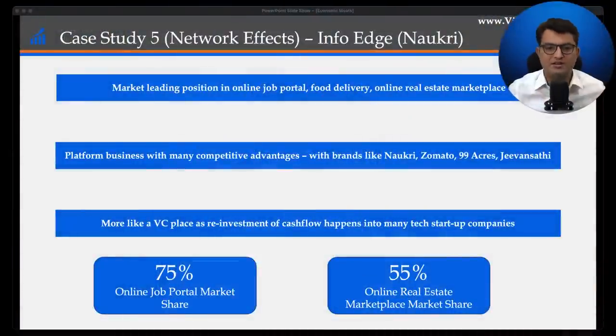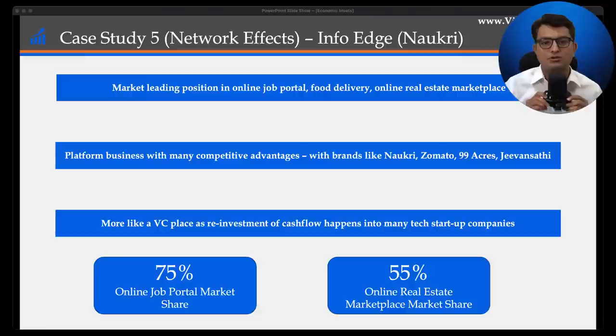So let's go to the next one, which is InfoEdge or Naukri. Now, the Naukri business is basically an example of network effects. Why? Because with each new customer that comes onto this platform, it becomes more beneficial for other players to find them in the market. In the same way, they also have Zomato as a part of it, and 99acres. The more people reviewing on Zomato, the better it is for other customers. Likewise, the more people who put their profile on 99acres, the more beneficial it is for other customers who are looking for properties.